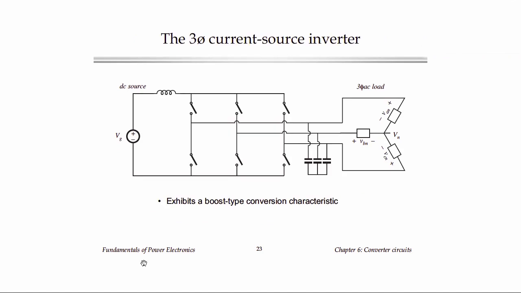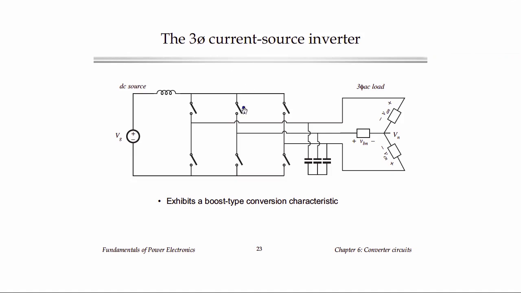Here's another similar kind of circuit that has a boost type characteristic. There's a single inductor on the input, there are switches for each of the three phases, and we have capacitive filters on the output. And this is the current source inverter. It has a boost type conversion characteristic, but it has a similar three-phase bridge in it.